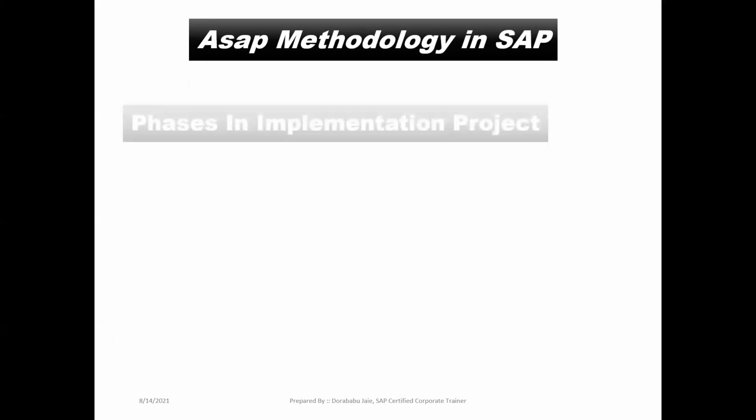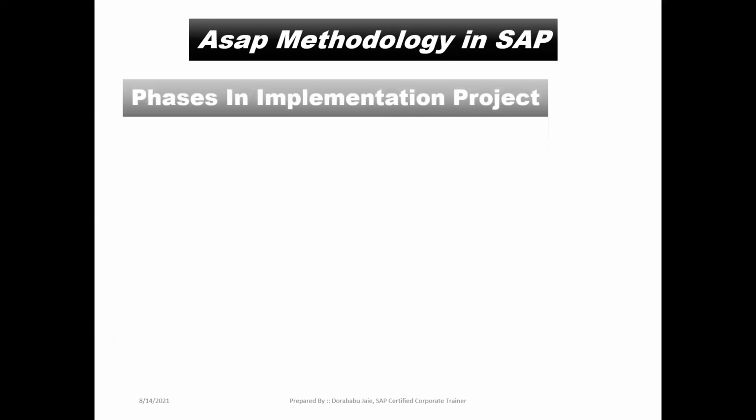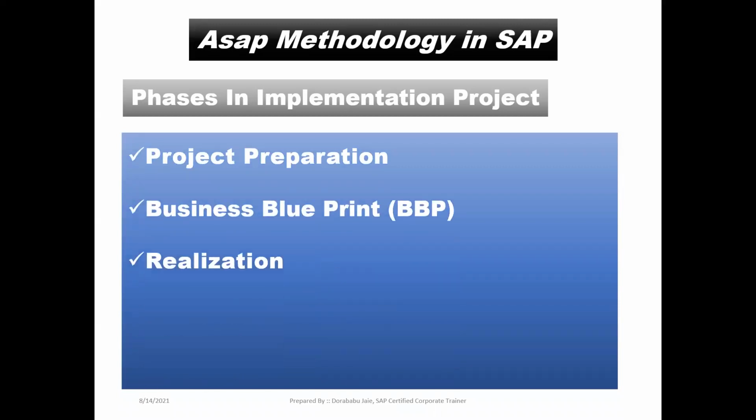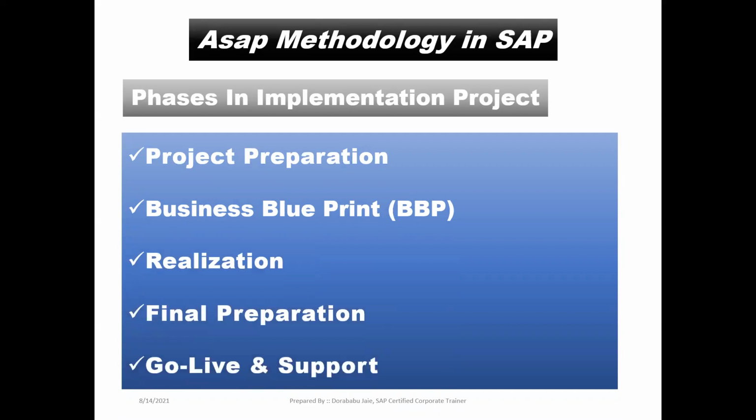We have to follow the SAP standard ASAP methodology. In the ASAP methodology, we have 5 different phases in our implementation project. Let us see the phases. First one is project preparation. Second one is business blueprint. Third one is realization. Fourth one is final preparation. Last one is go live and support.